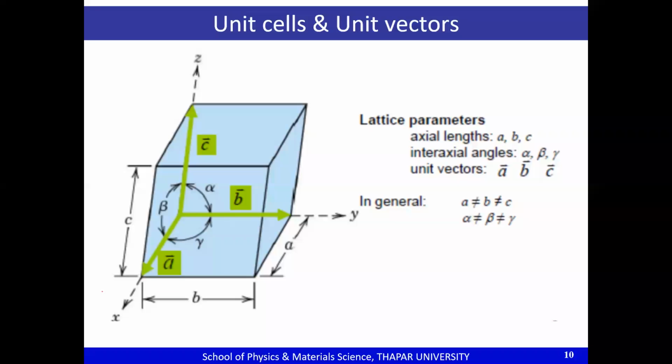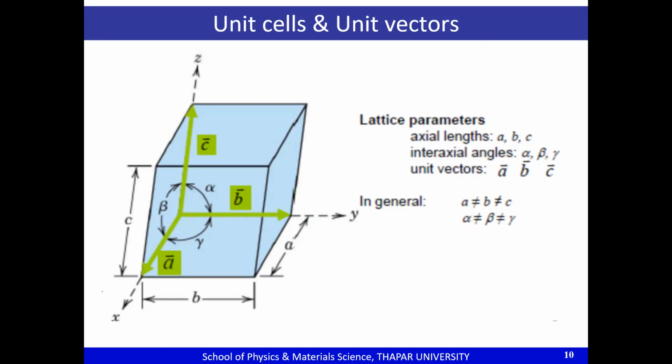In the last class, we were discussing unit cells that define different crystal systems. So to define any unit cell, you require 6 lattice parameters. 3 of them define the corresponding length of the unit cell along the x, y, and z direction. We call them lattice parameters A, B, and C respectively.